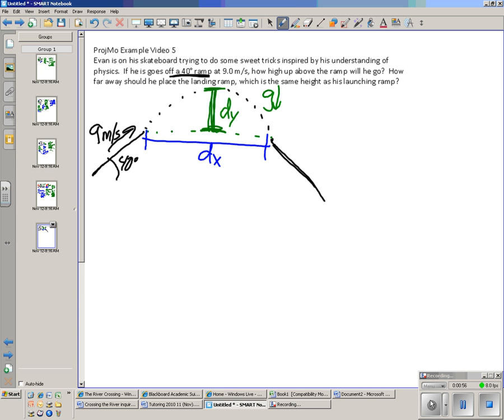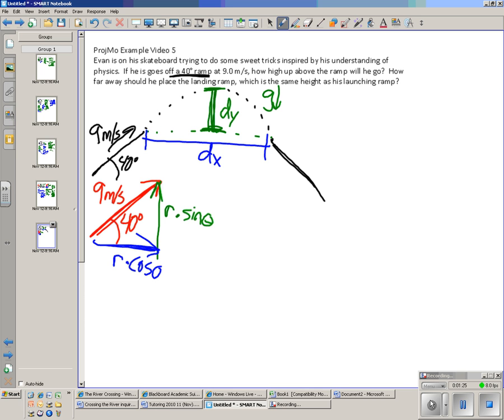We should go ahead and do this part immediately before we forget. We have 9 meters per second at 40 degrees. That is like our resultant, so I need to break it down into the x and y. My y, of course, being r times sine of theta, and then my x being r times the cosine of theta. And I can actually do the solving for those later on.